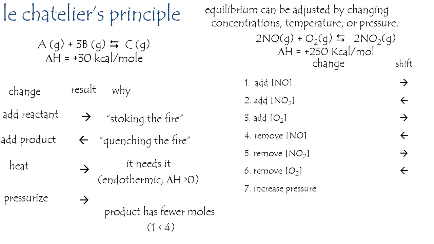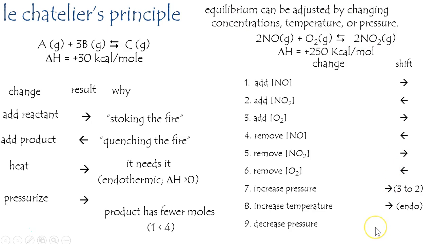Increase the pressure, 3 turns to 2, I like it, it'll shift to the right. Increase the temperature. It needs heat since it's endothermic. Yep, shift to the right. Decrease the pressure. Well, we already said that increasing the pressure is to the right, so clearly this will shift it to the left. This is Le Chatelier's principle.